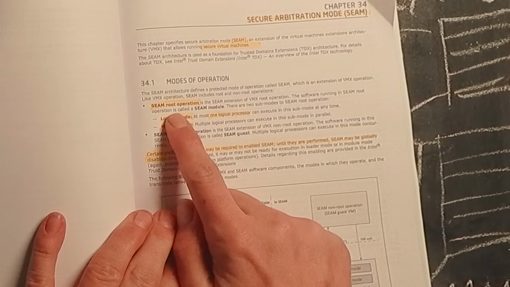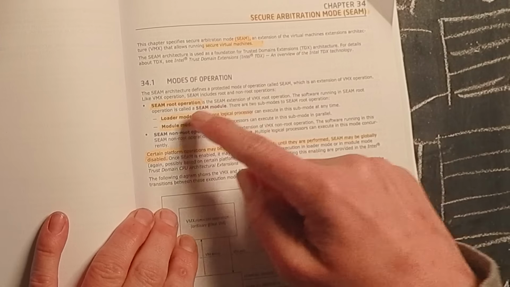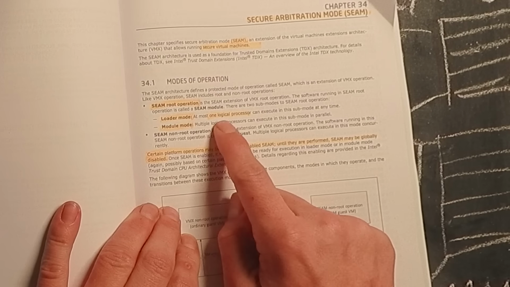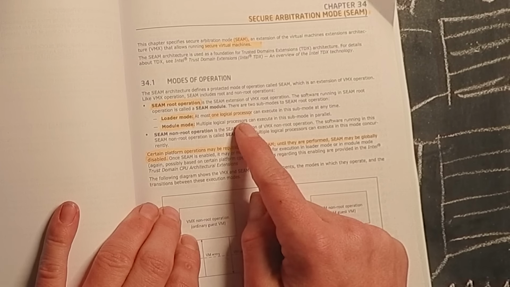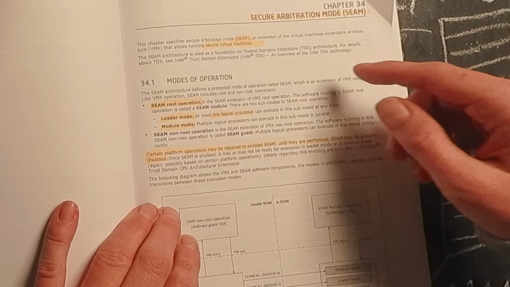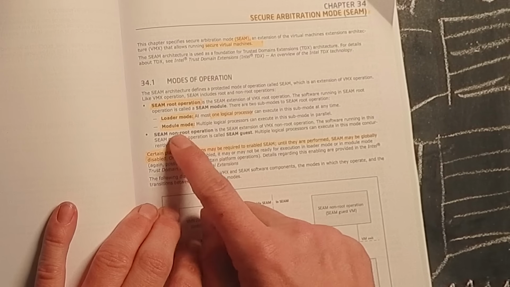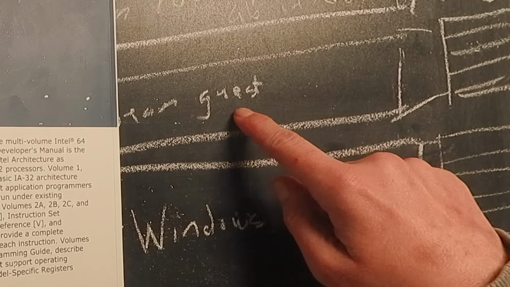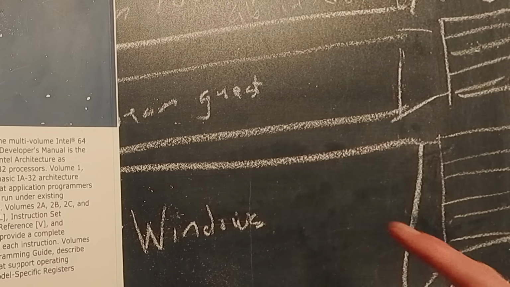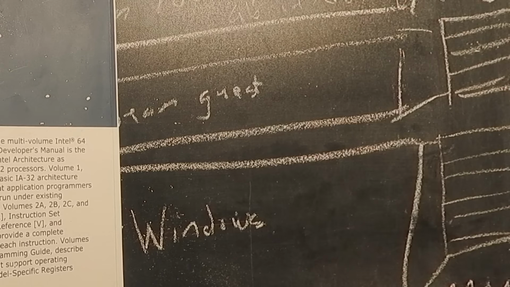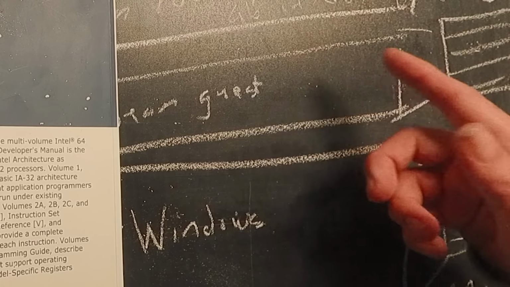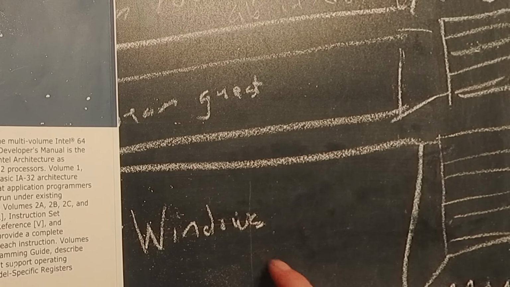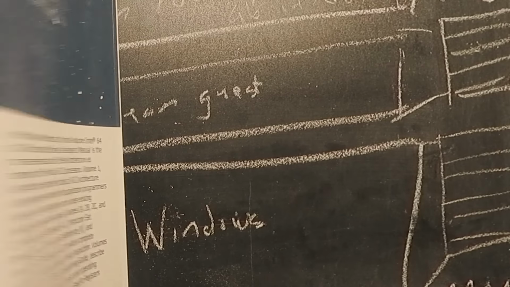So it talks about the SEAM root operation, that's the hypervisor, and it in turn has 2 different modes. There's a loader mode that only one processor can be in at any time. So that's basically like the kernel, so to speak. And then there are a couple of modules inside of the hypervisor, and this SEAM guest can call into this hypervisor and ask it to do things like make a report of other virtual machines running on the system, like this Windows right here, or it can ask for other stuff.